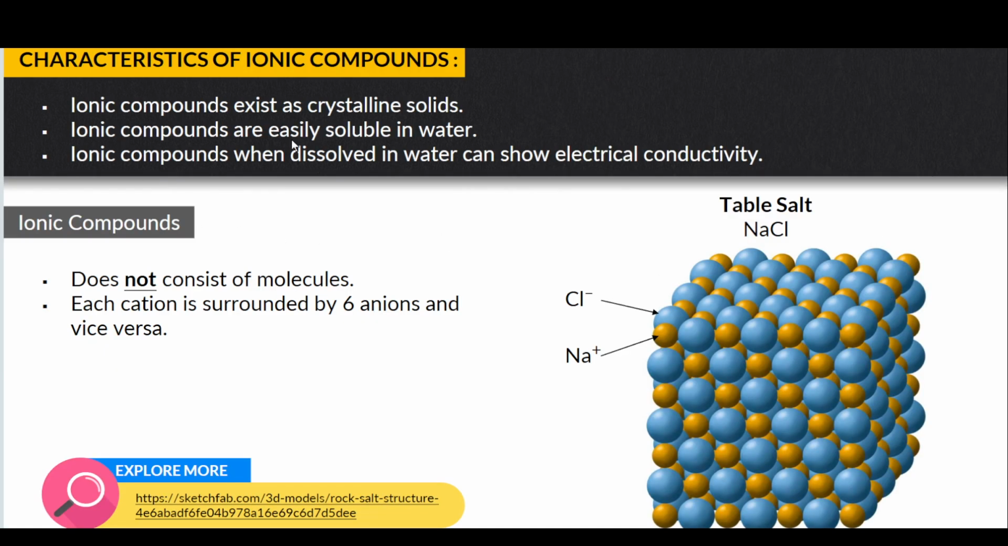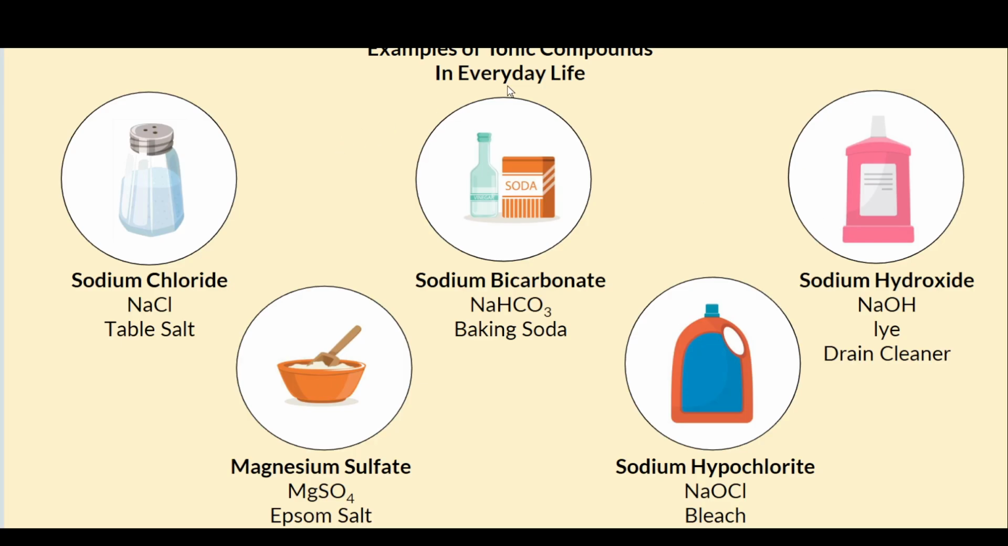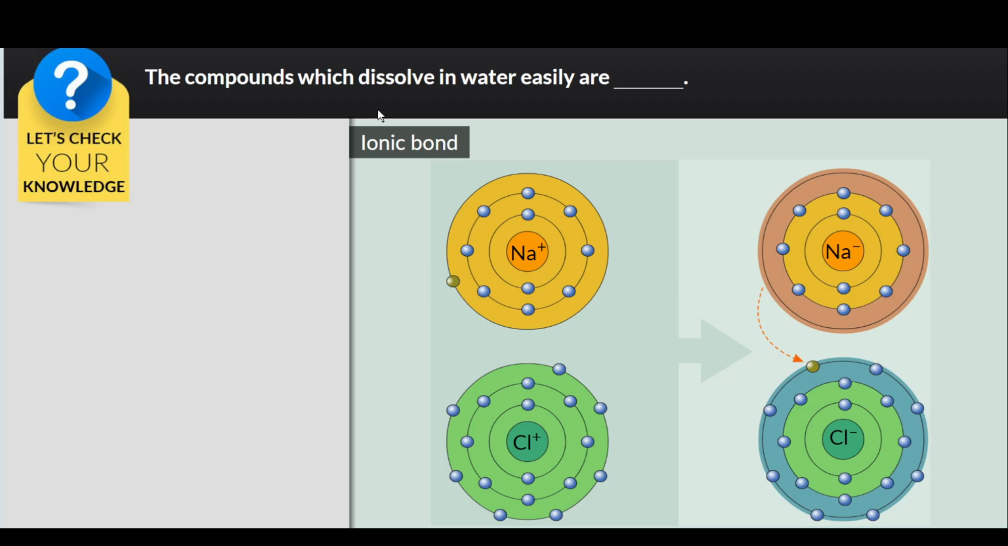Ionic compounds exist as crystalline solids. They are easily soluble in water, and they have good electrical conductivity because they have charges, right? These are examples of ionic compounds in everyday life: sodium chloride, magnesium sulfate, and so on. So the compounds which dissolve in water easily are called ionic compounds, right? Here you can see they are ions, sodium plus, and then we get chlorine.